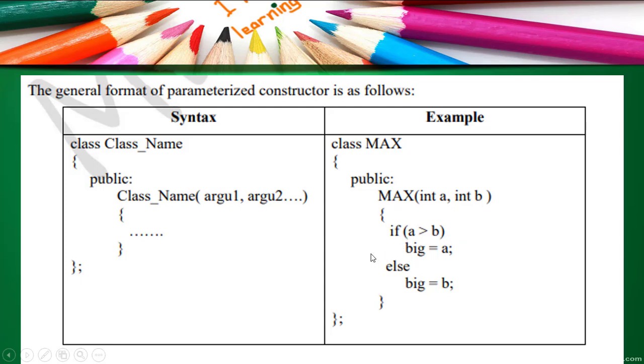If the condition is true, the first statement will be executed. If the condition is false, the second statement will be executed. That is based on the values we give for a and b.